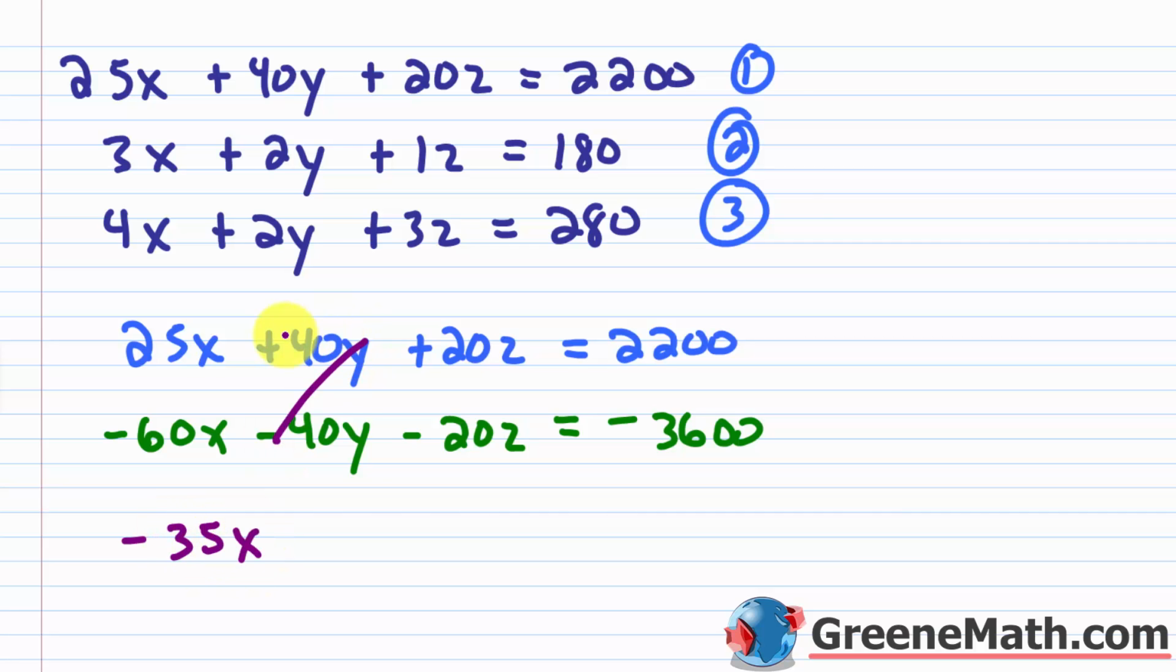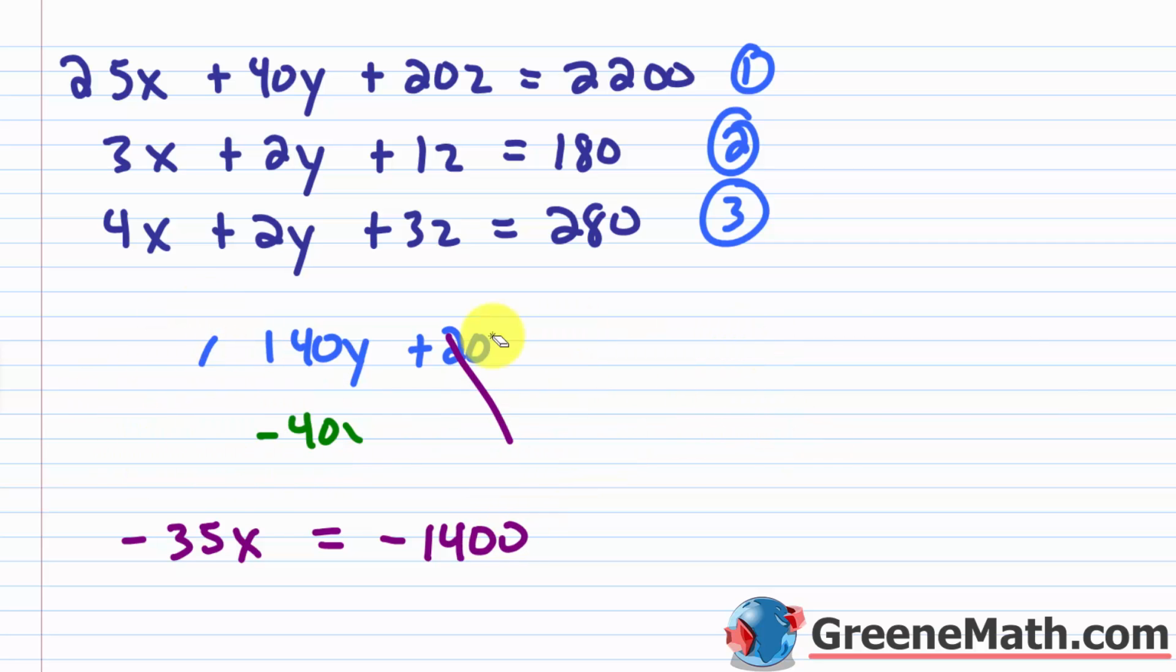So 25x minus 60x is going to be -35x. Then this is going to cancel, and so is this. So this would be equal to 2,200 minus 3,600, which is -1,400. Okay? So let me erase this information. I don't need it anymore. You could really call this equation 4 if you wanted to. So I could say this is equation 4.